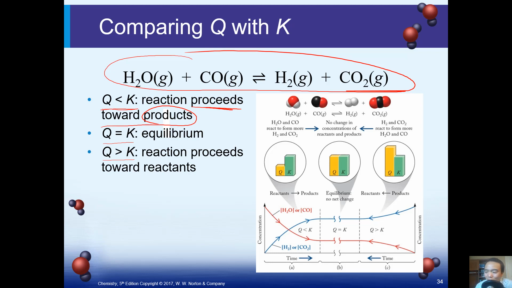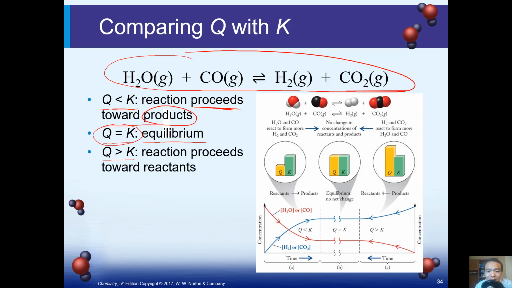If Q is equal to K, of course, the reaction is at equilibrium already. Q greater than K means you have more products than you need at equilibrium. So the reaction will proceed to the left side, toward the reactants, so you can establish equilibrium.